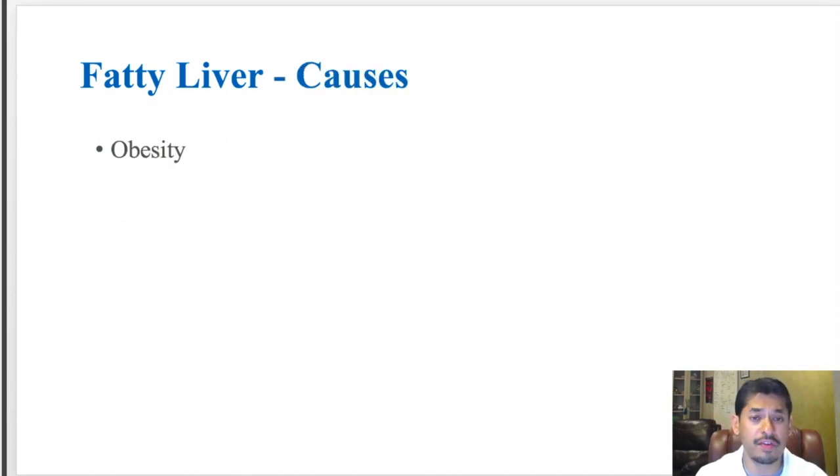So some of the causes for fatty liver disease: obesity by far is the number one cause. The more obese you are, the more fat you have in your body, and the fat will accumulate within the liver to cause inflammation, scarring, and eventually cirrhosis. But diabetes is also a risk factor for developing fatty liver disease. A lot of people who have diabetes have it because they're obese, and usually when you have diabetes, you can have an associated symptom of fatty liver disease as well.